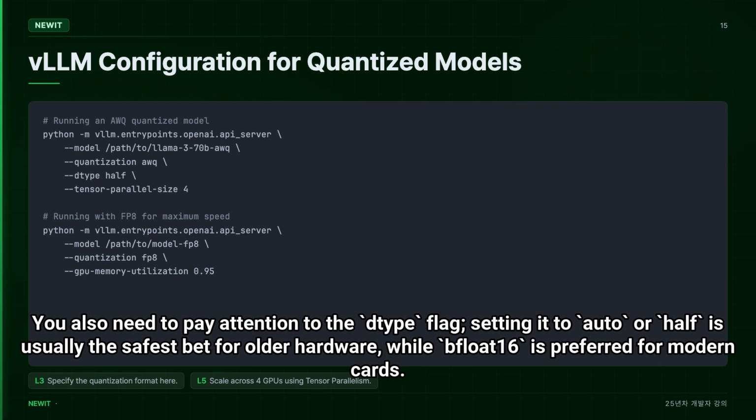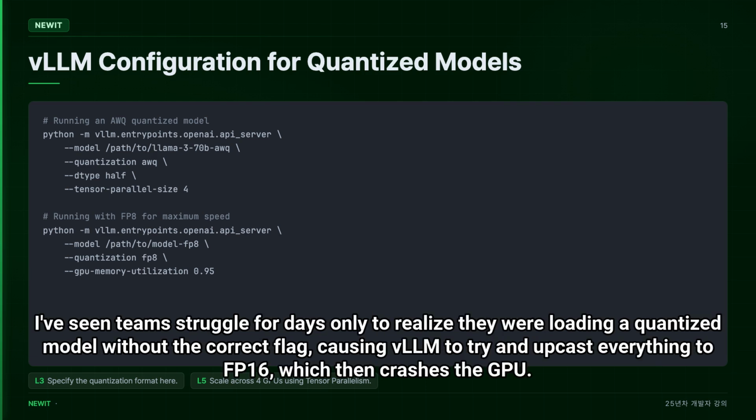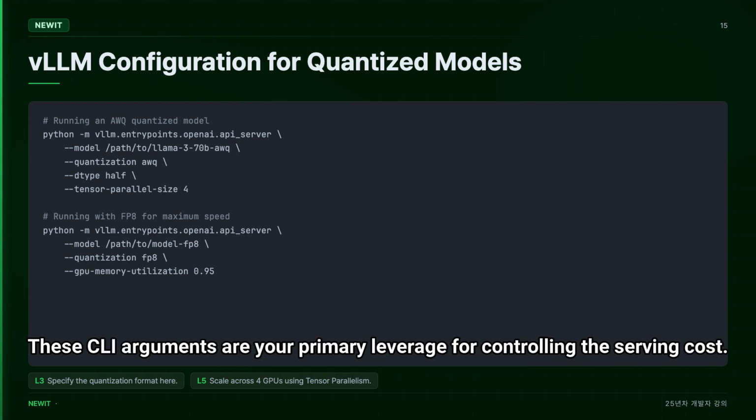Setting it to auto or half is usually the safest bet for older hardware, while bfloat16 is preferred for modern cards. I've seen teams struggle for days only to realize they were loading a quantized model without the correct flag, causing vLLM to try and upcast everything to FP16, which then crashes the GPU. These CLI arguments are your primary leverage for controlling the serving cost.